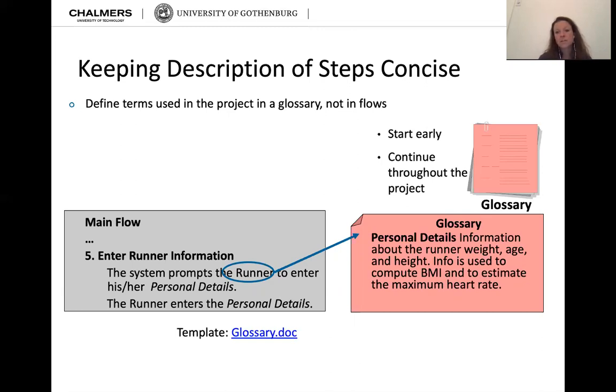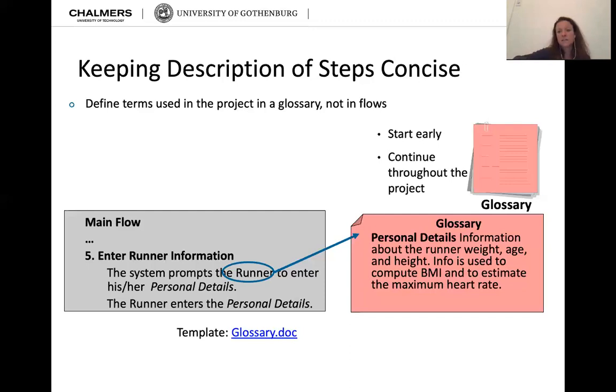And glossaries are sometimes looked down upon, like, oh, come on, we know what we're talking about, we don't need a glossary. And then three stakeholder meetings down the road, you're like, wait, I thought personal details were just weight, age, and height. Now you're telling me that we're also supposed to keep their feelings from the last session, or their shoe size, or their whatnot. Don't matter.